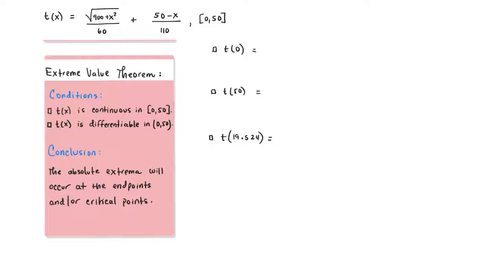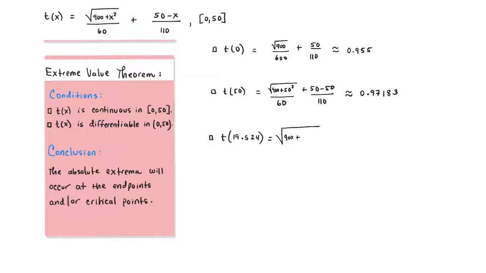Now, 0 is so simple. I'm just going to quickly do this here. This will be the square root of 900, because if x is 0, x squared is 0, divided by 60, plus 50 divided by 110. That is going to be approximately equal to 0.955. Then t of 50, same idea. If you just plug in 50 into the function, you're going to have the square root of 900 plus 50 squared, divided by 60, plus 50 minus 50 divided by 110. So then this will be approximately equal to 0.97183.